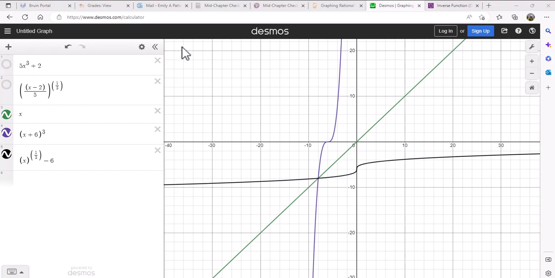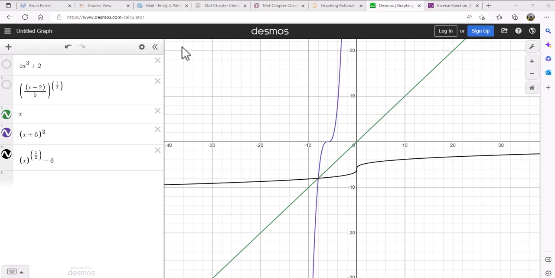And here's the last one. Here's h of x. And again, you'll notice the purple and the black reflect exactly across the line of y is equal to x, or that green line. Every inverse is a reflection across the y is equal to x line of its original parent function.